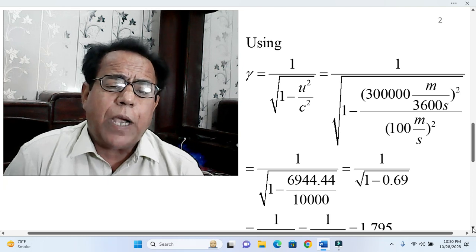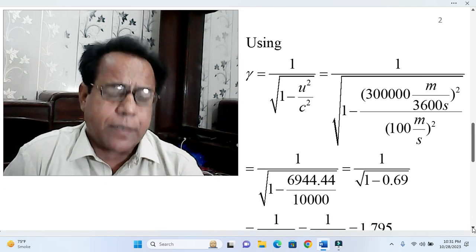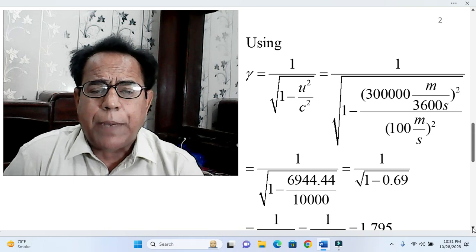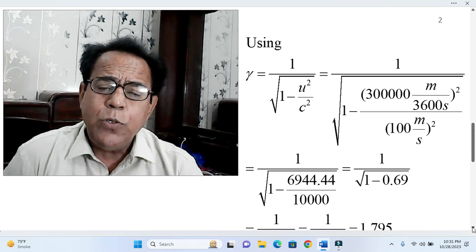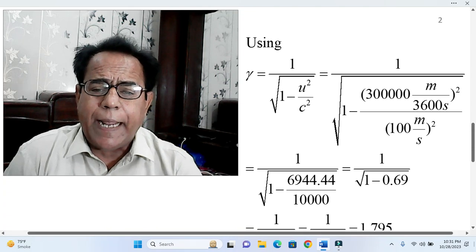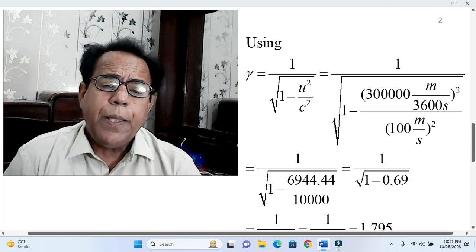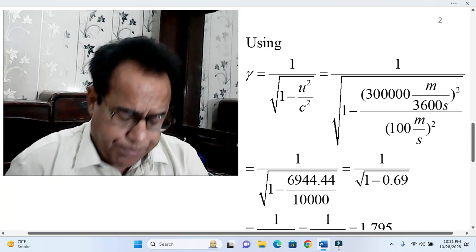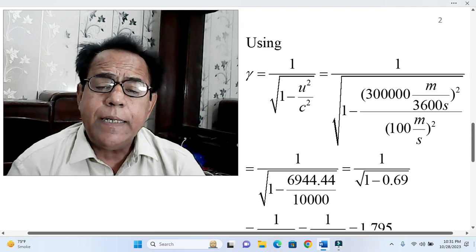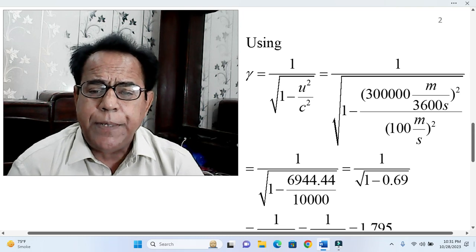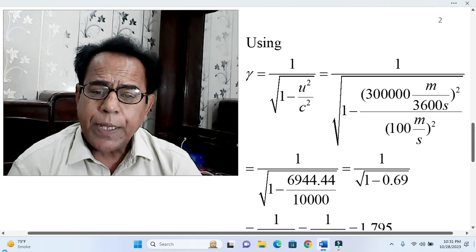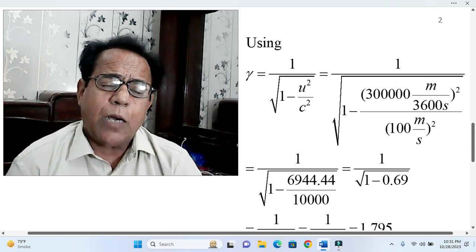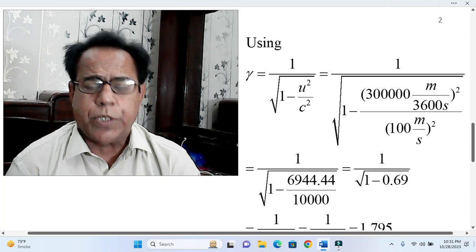Okay, first we are going to find out the value of gamma, which is called the Lorentz factor. Lorentz factor gamma is equal to 1 over the square root of 1 minus u square over c square. Here the value of u is given in the statement as 300 kilometer per hour, but here we have converted kilometer into meter and hour into second. So 300 kilometer has been converted into 3 into 10 raised to the power 5 meter, divided by 1 hour, which is converted into 3600 seconds. Okay, 60 into 60.